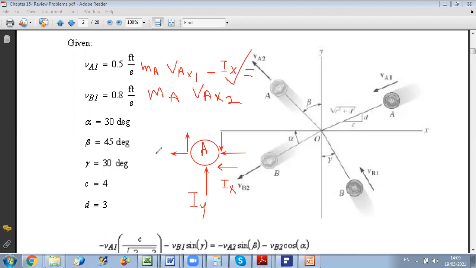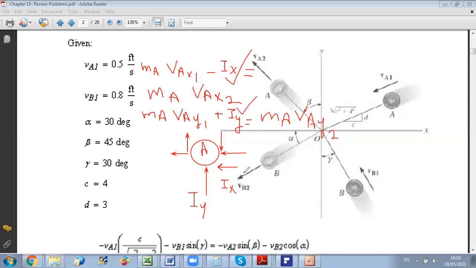I will repeat the same procedure along Y. يعني MA times VAY at state 1 plus IY equals to MA times VAY at state 2. صار فيني اجيب، بما انه بعرف VAY1 وبعرف VAY2، صار فيني اجيب الامبولس along Y.